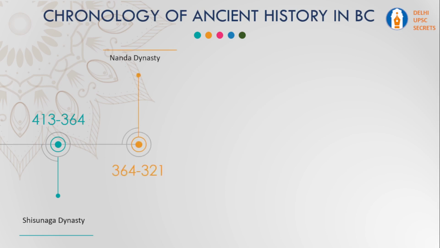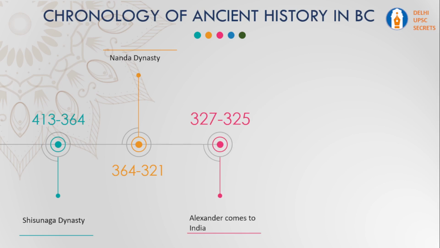Next to the Shishunagas, we have the Nanda dynasty, the rise of the Nandas in the Magadha region. And in the same period, during the reign of the Nanda dynasty itself, Alexander, the great warrior, you must say, invaded India. Okay, in that particular period, Dhananand is the king of that region.